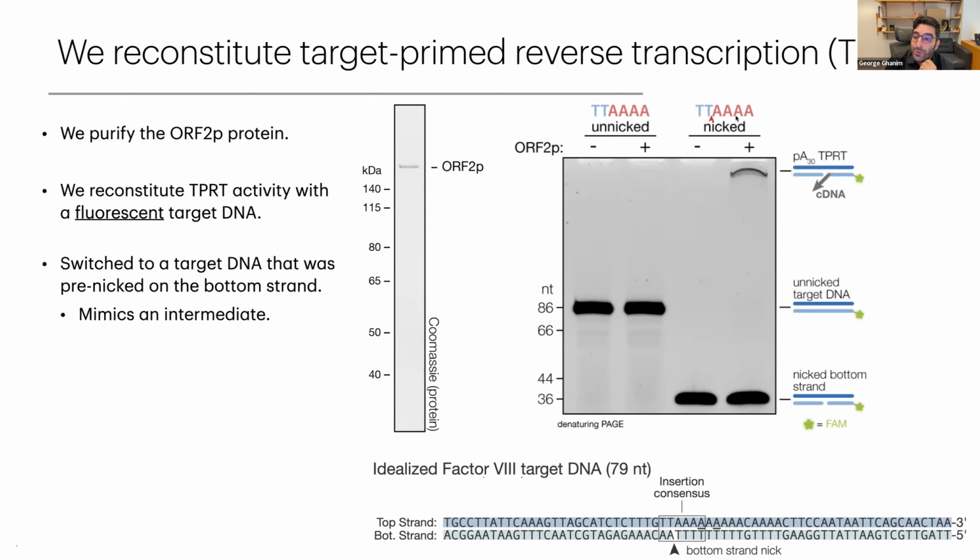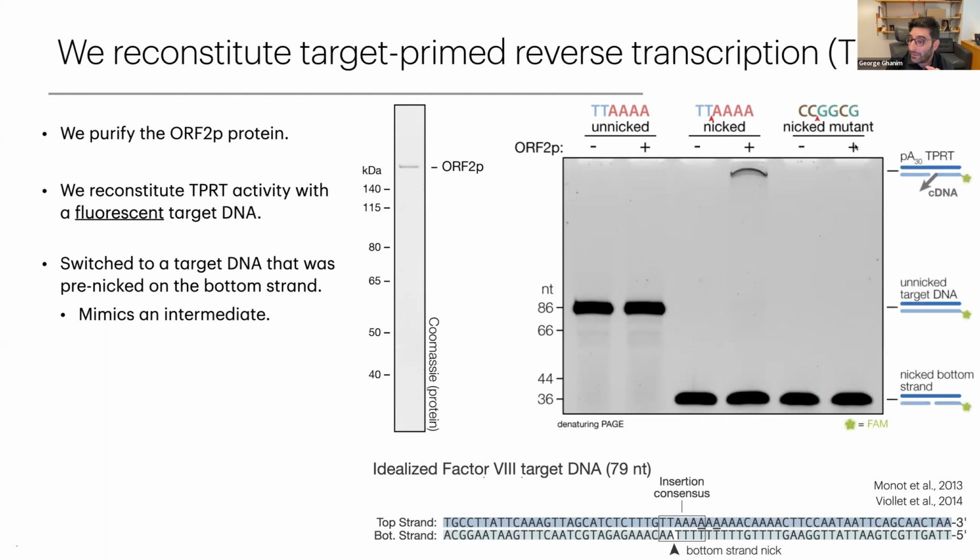But importantly, if we mutate this TTAAA sequence, this consensus sequence, to something else, we see that the stimulation is lost, despite the bottom strand still being nicked. So there's something about this sequence, this consensus motif that the ORF2P is specific to. And it's probably annealing with the poly A sequence is why this is required.